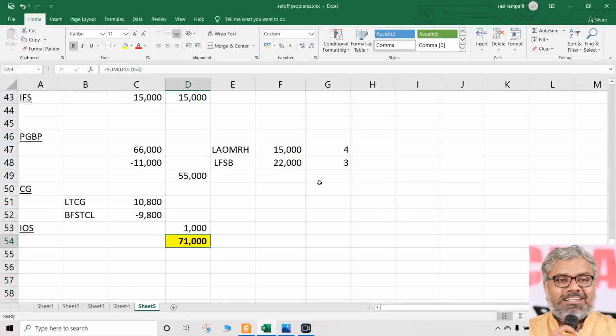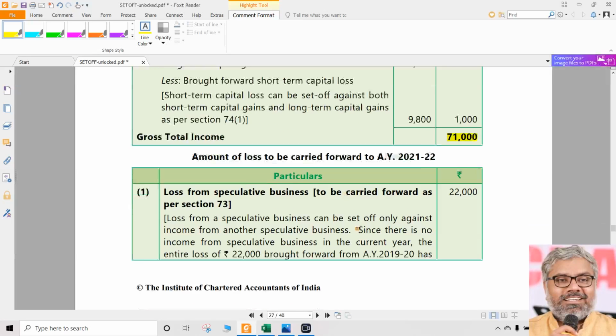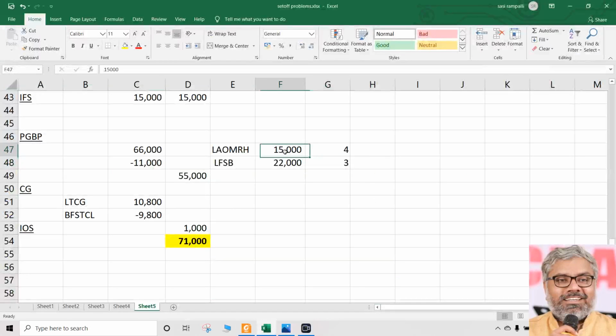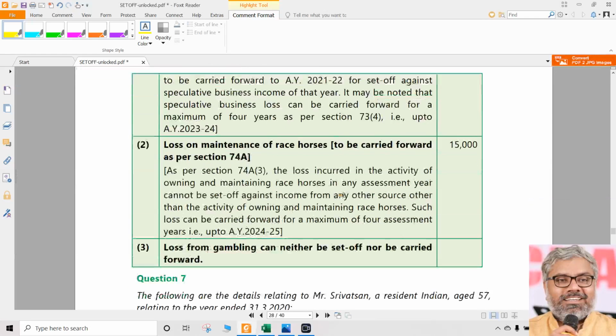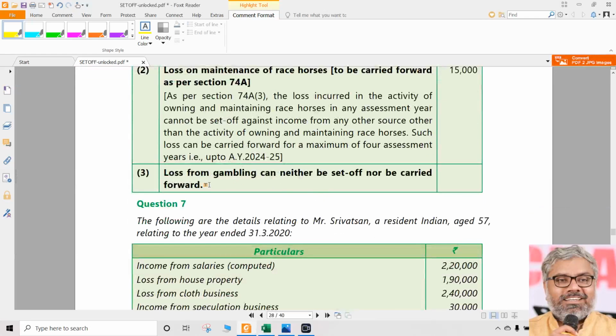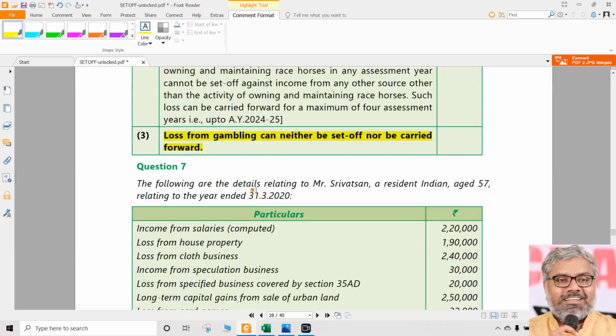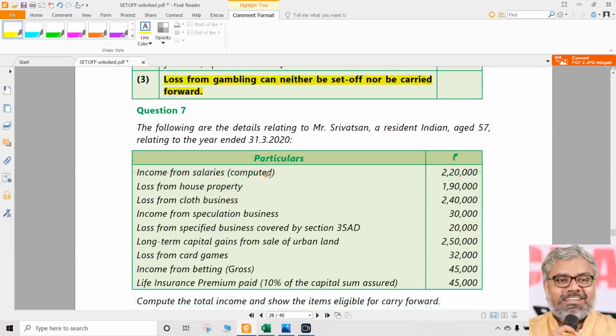And what are the things to be carried forward? 22,000, which can be carried forward for 3 more years, because that is loss from speculative business. Same way, 15,000 loss from the activity of owning and maintaining race horses can be carried forward for 4 more years. These are the only two things to be carried forward, and you should clearly write this. This is a very important point to be noted, and it should be written in the notes also: loss from gambling can neither be set off nor be carried forward. Not possible. These are the points to be noted in question number 6.